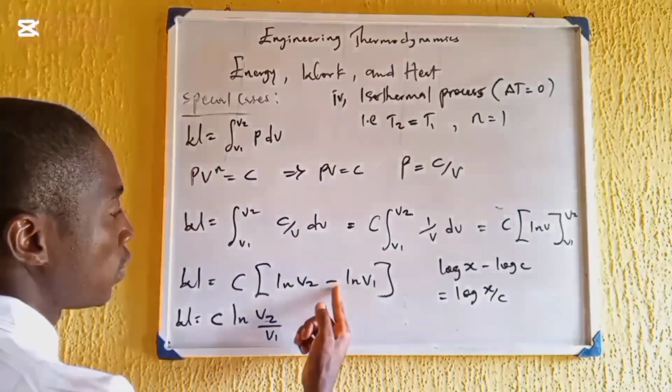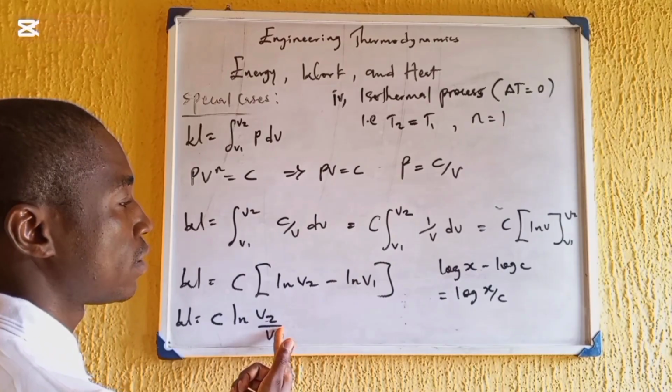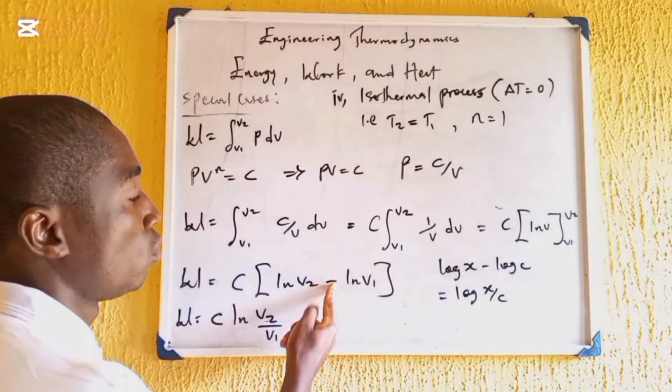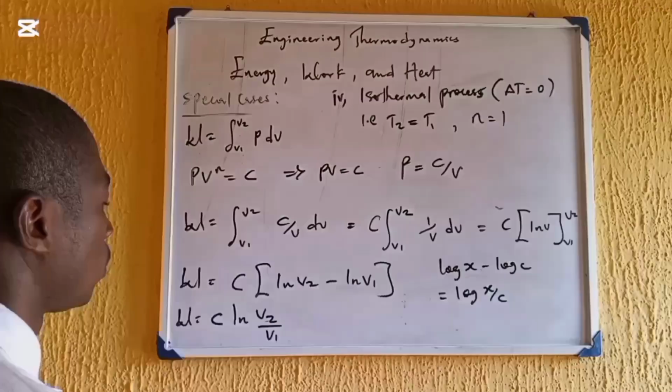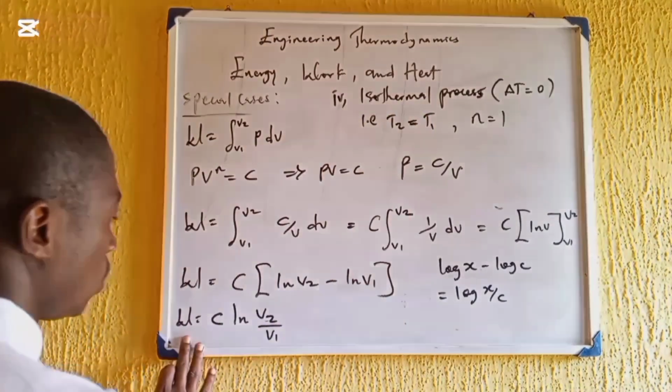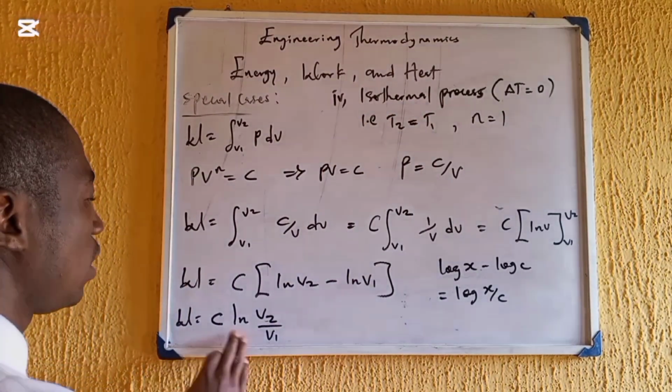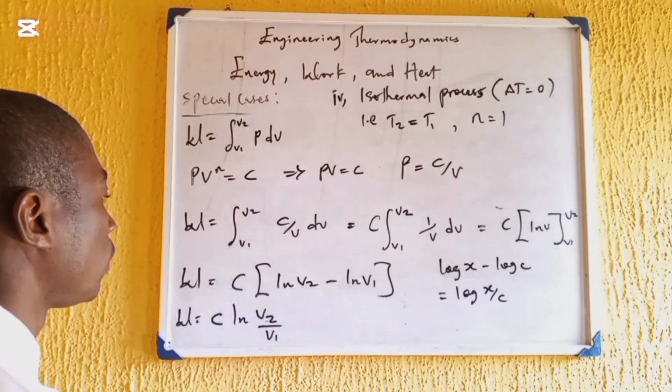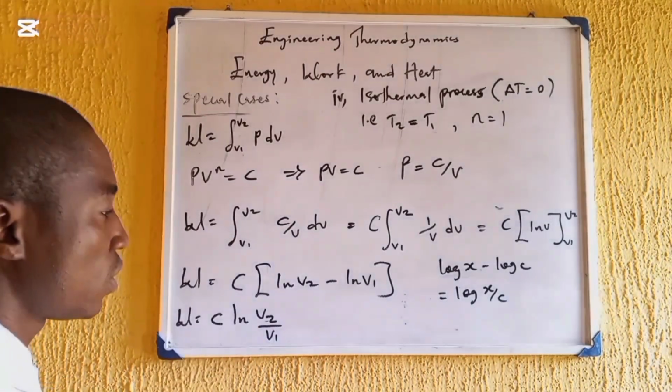V1. So minus here is the reason for this division sign. Assuming it's plus, we'll be doing what? Multiplication. So if you're asked to calculate work for an isothermal process, what you just need to do is to say work is equal to C ln V2 over V1. Now, the question is, what is C?